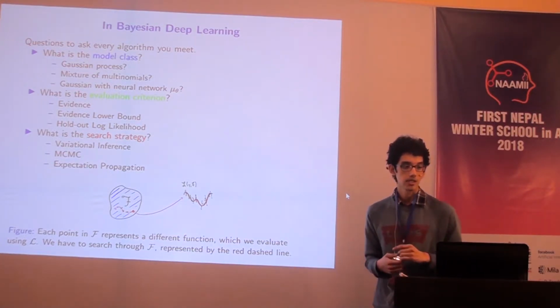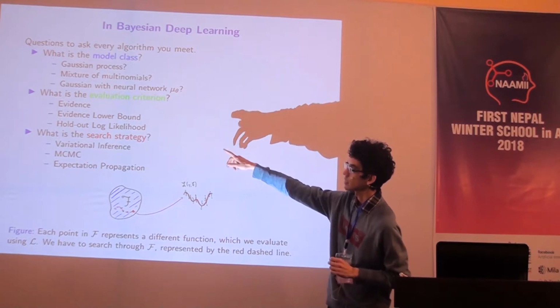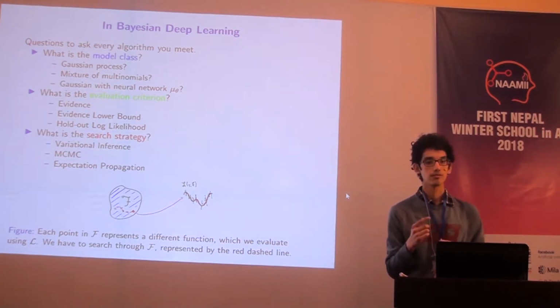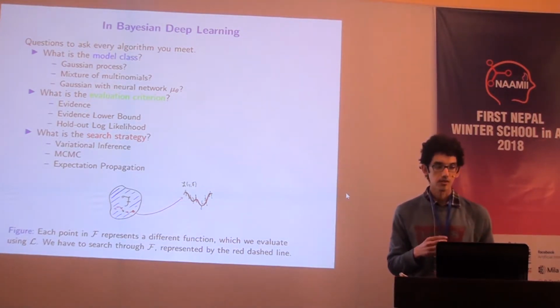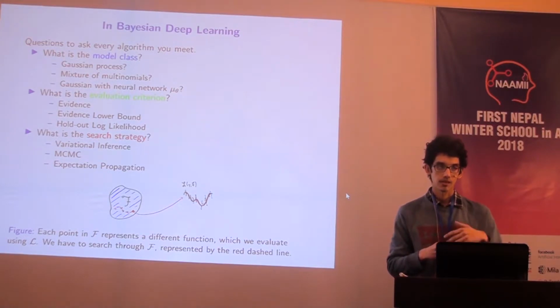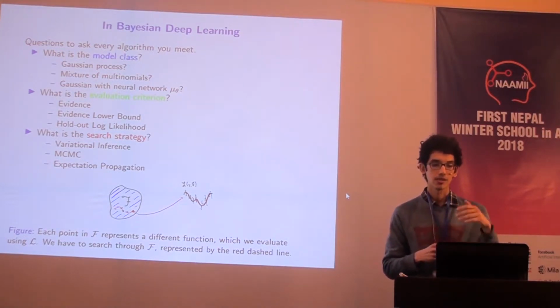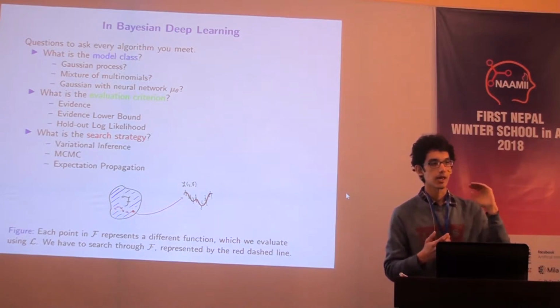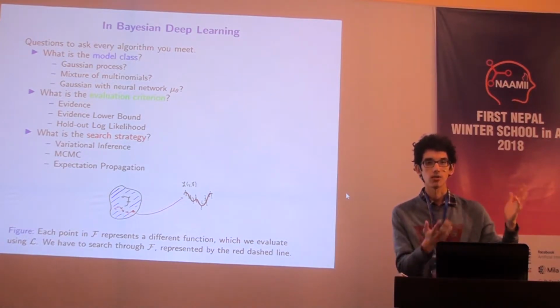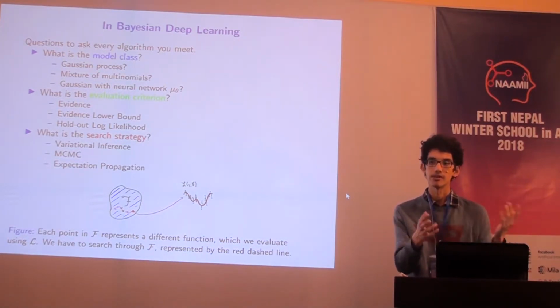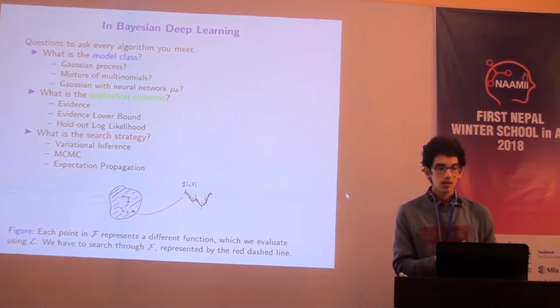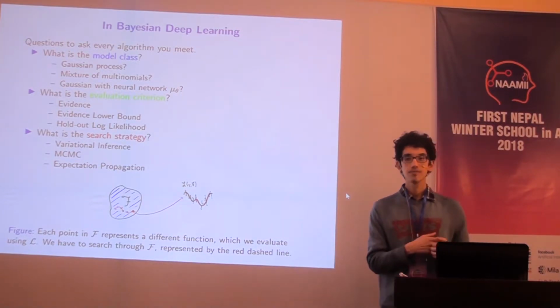So today we're going to talk a bit about something called the evidence and the evidence lower bound. When you're thinking about Bayesian deep learning and evaluation criteria, try to think about what the probabilistic quantities are that we're going to compute to say whether a fit is good or not. And then finally, what is the search strategy?